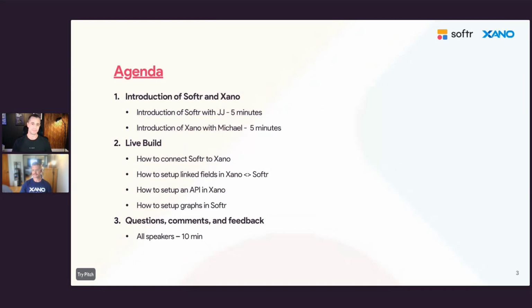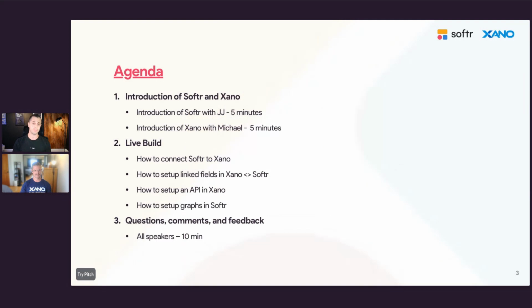So our live build today, we're going to be connecting Softr and Xano together. We're going to show you how to make those connections, some of the things you might need in order to make that connection. We're going to show you how to set up linked fields in Xano and Softr. For those coming from an Airtable background or maybe a different database background, it's handled a little bit differently here. And so Michael's going to talk about how they handle it and some ways that we can do this to still make those relationships happen.